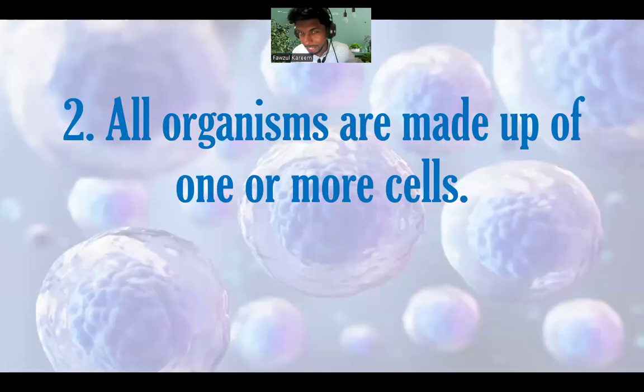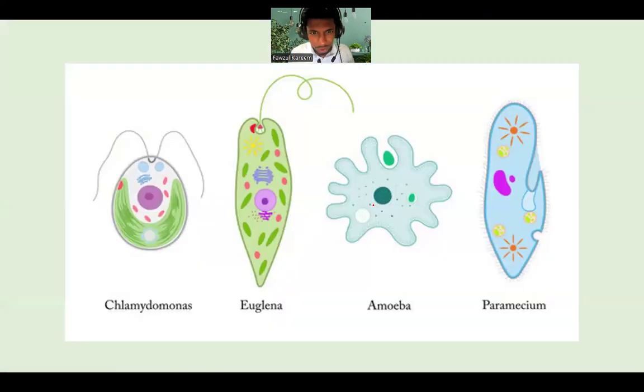I think this is clear, and you have studied this in grade 10. So I will not explain the same theory again and again, because we want to know the grade 11 theory. We are just doing a quick revision. Here, all organisms are made up of one or more cells. Here you can see some microorganisms, unicellular organisms. If I say this is an organism, that means it must have at least a single cell.